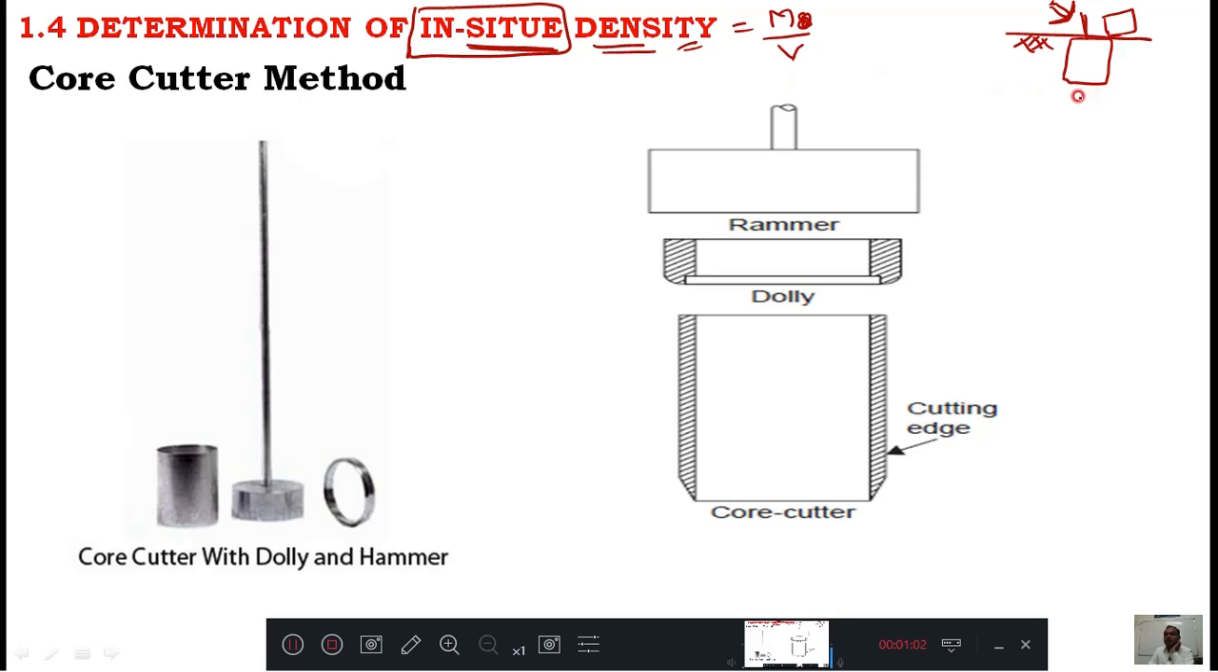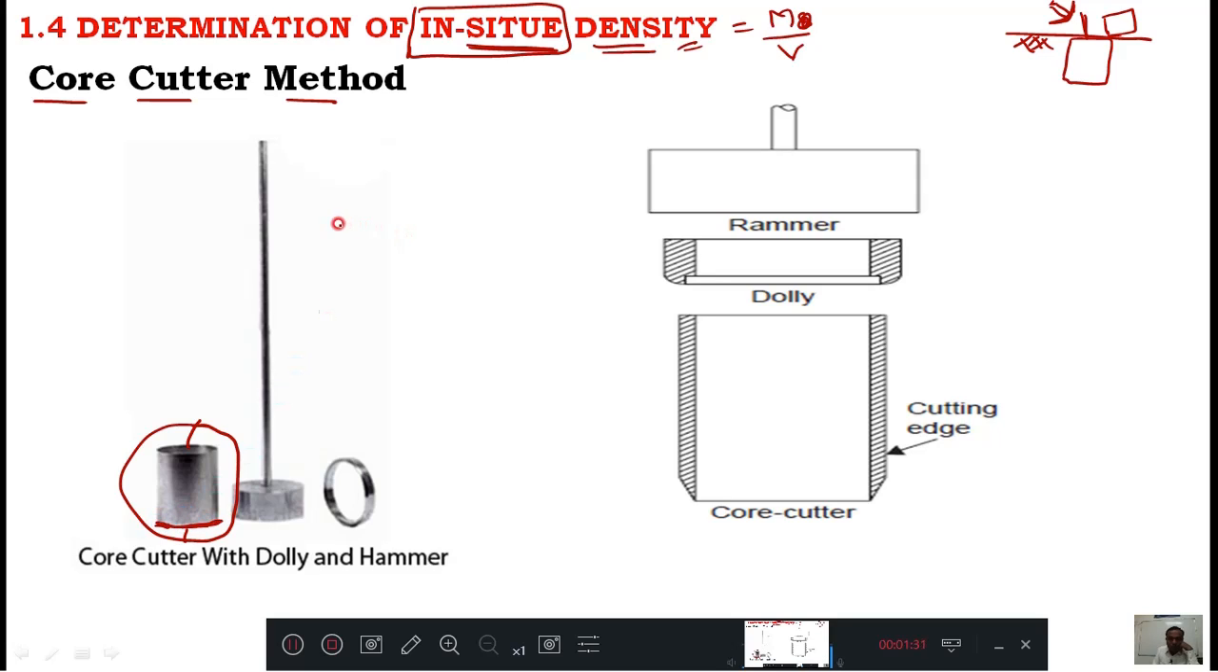Now, how to achieve this? That can be achieved by the core cutter method. Practically, these instruments are there in our lab also. You can see here, this is a core cutter. Core cutter means a top opening will be there, and the bottom is also open. Sharp edges will be there.